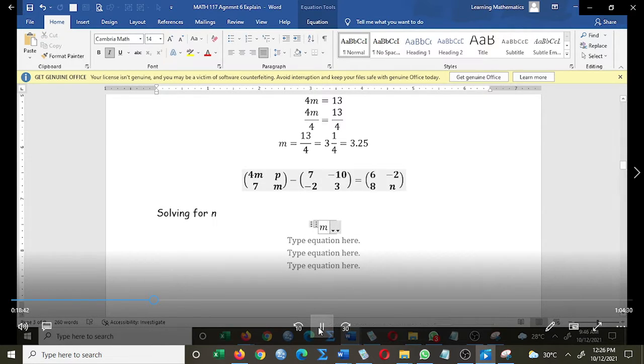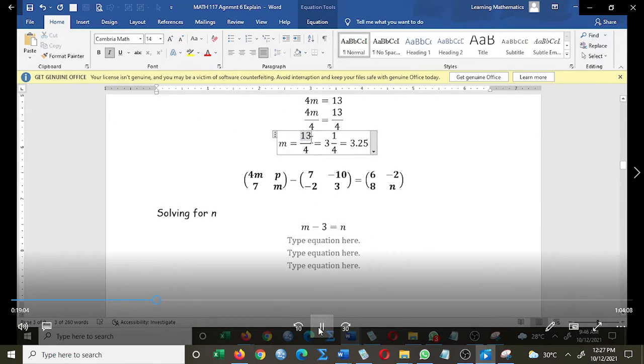minus, look the minus sign there. Where's the A22 in this one? Second row, second column. 3. m minus 3 equals n. Now we have solved for m already. We got m to be 13/4 or 3 1/4 or 3.25. You can choose any one of them. It's up to you. Let's choose the 13/4.